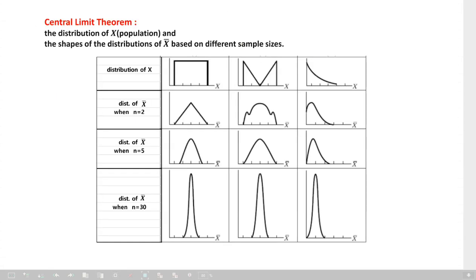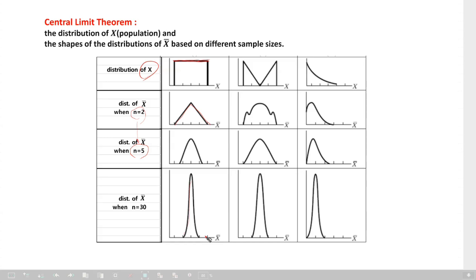Okay, see this graph. Central limit theorem: the distribution of the x population, right? And the shapes of the distribution of x bar based on different sample sizes. Okay, let's see this distribution. X is just uniform. We call it a uniform distribution. X has something like this, like the waiting time for a subway that follows this kind of distribution. Then with sample size 2, the distribution of x bar is going to be like this, a triangle. The distribution of x bar when n equals 5, a sample size a little bigger than before, is going to be like this, a little smoothed. And n equal to 30, the distribution of x bar is like this, bell-shaped, similar to a normal distribution.